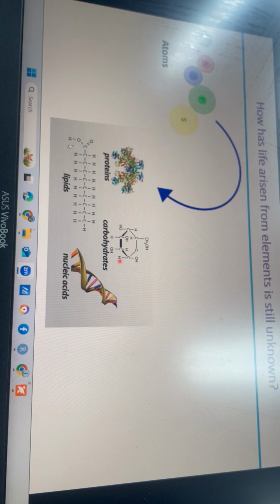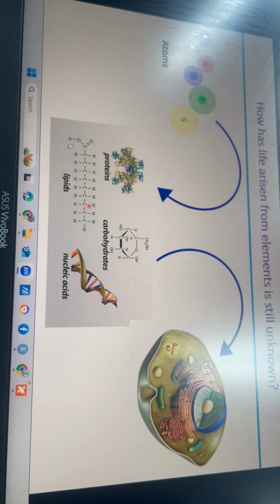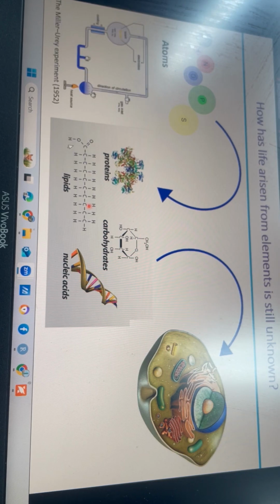These elements can also form like four basic biomolecules like protein, carbohydrate, lipids, and nucleic acid. Okay, and then these molecules they stuck together, and they incorporate inside the cell. We do not know how and when, because it happened over many years. It's very very difficult to prove in the lab experiments.